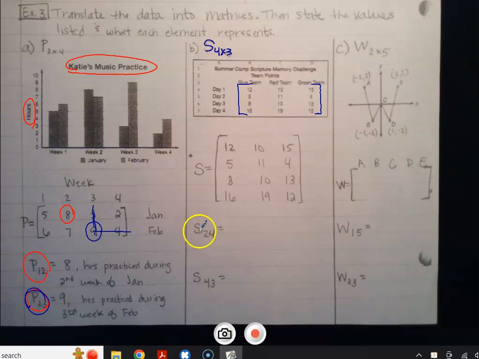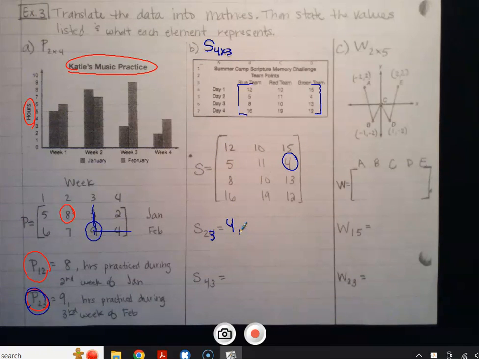So what is the element for S24? Wait, oh, hold on. I'm sorry, I don't know what I was thinking. It should be, let's make it 2, 3. Is this a trick? It's not a trick, it's a typo. Okay. 2, 3 is 4, right? Row 2, third column. So that value is 4.